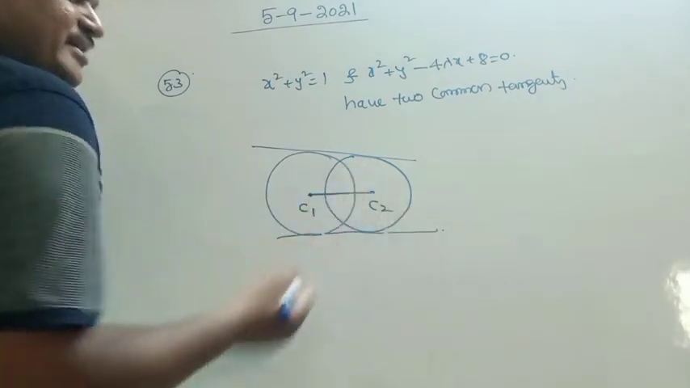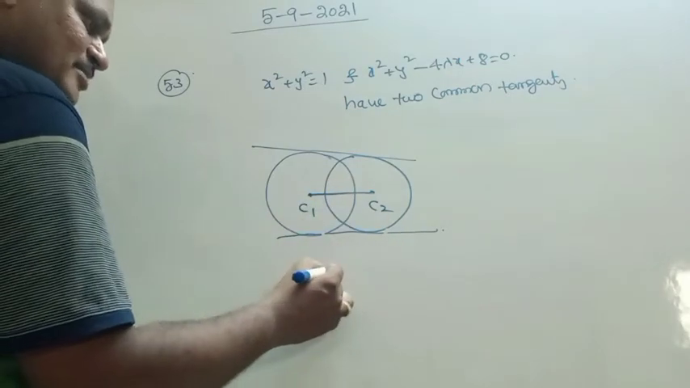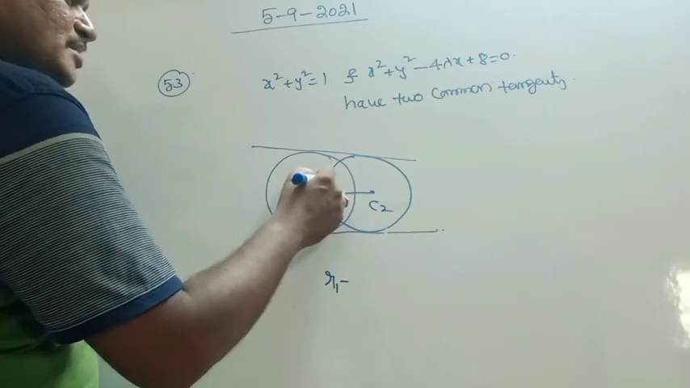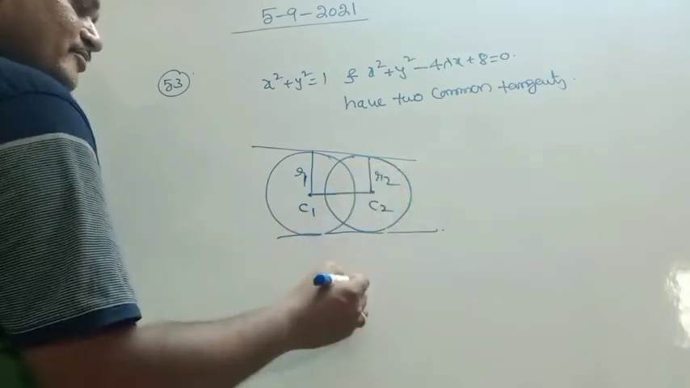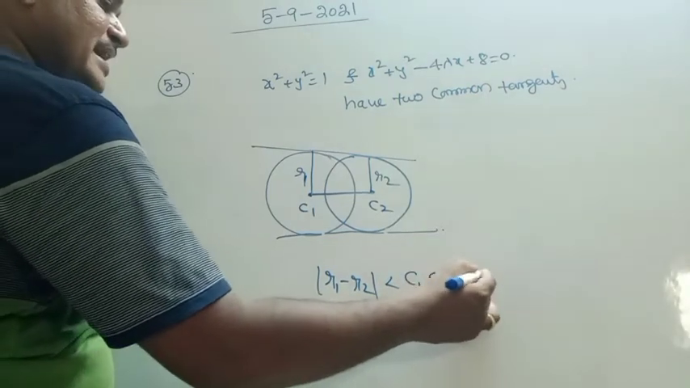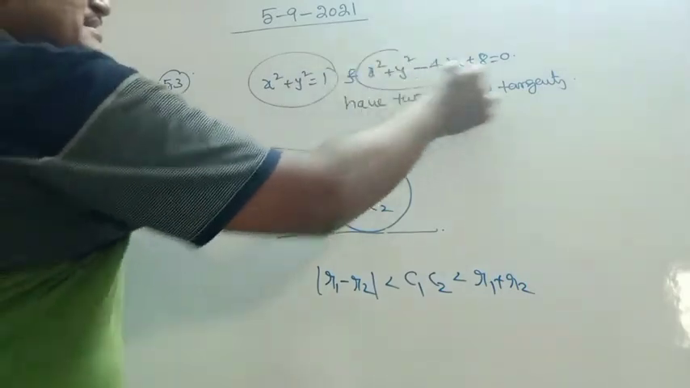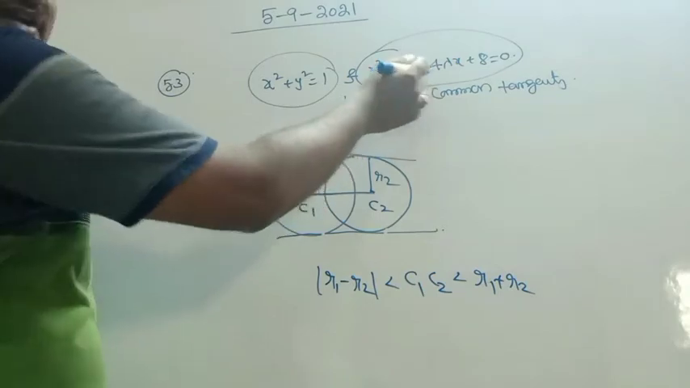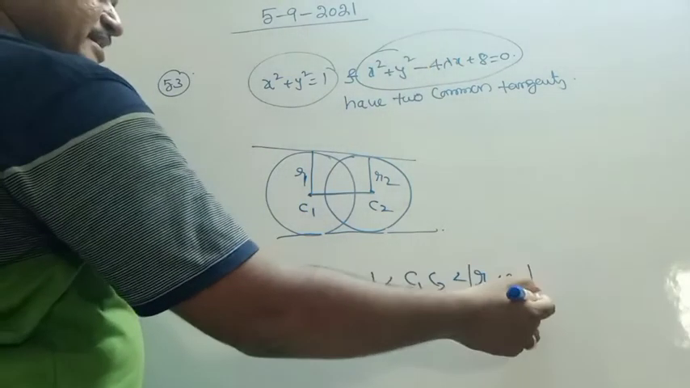The distance between the centers C1, C2. What condition we will have is, suppose the first circle has radius R1 and the second has radius R2. We will have |R1 - R2| < C1C2 < R1 + R2. R1 is nothing but the radius of the first circle and R2 is the radius of the second circle. Use this concept. What will we have here?